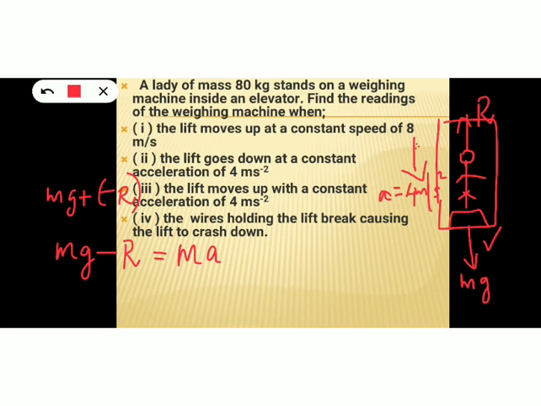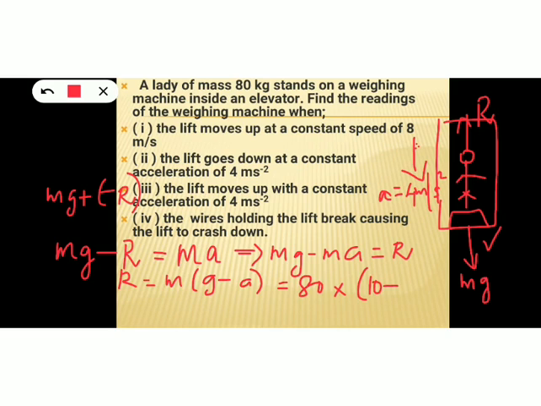Okay, so what will be the reaction force? From this we can write mg minus ma equal to R. Therefore R equals m into g minus a. What is m? Mass is 80, g is 10, and our acceleration is 4. 10 minus 4 is 6. 6 into 80 will be 480. So the normal reaction force will be 480 Newton.